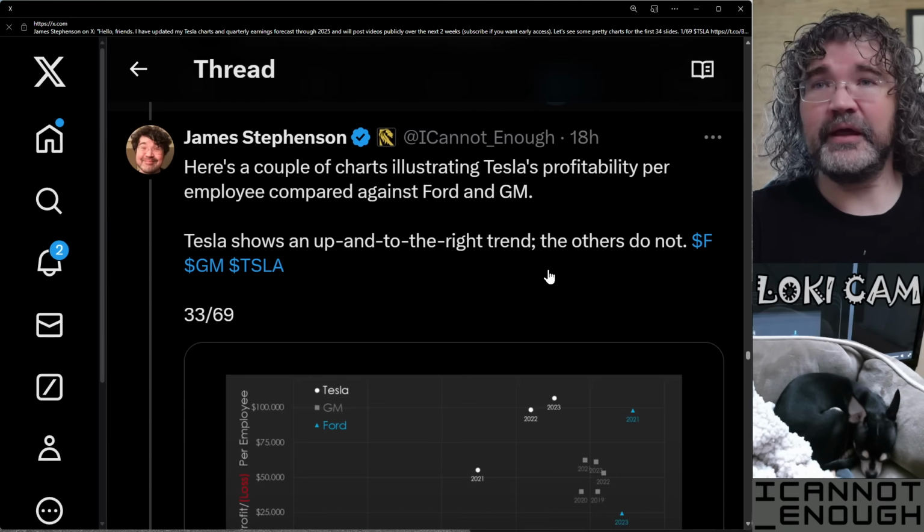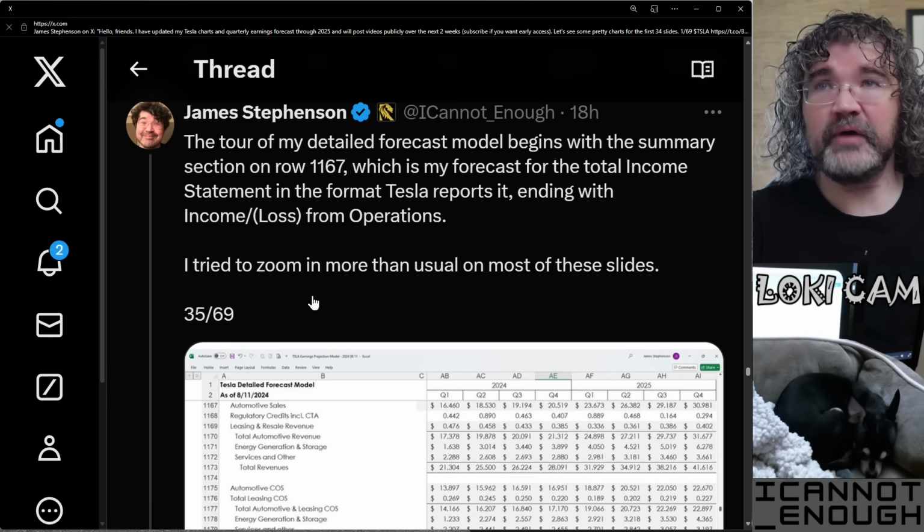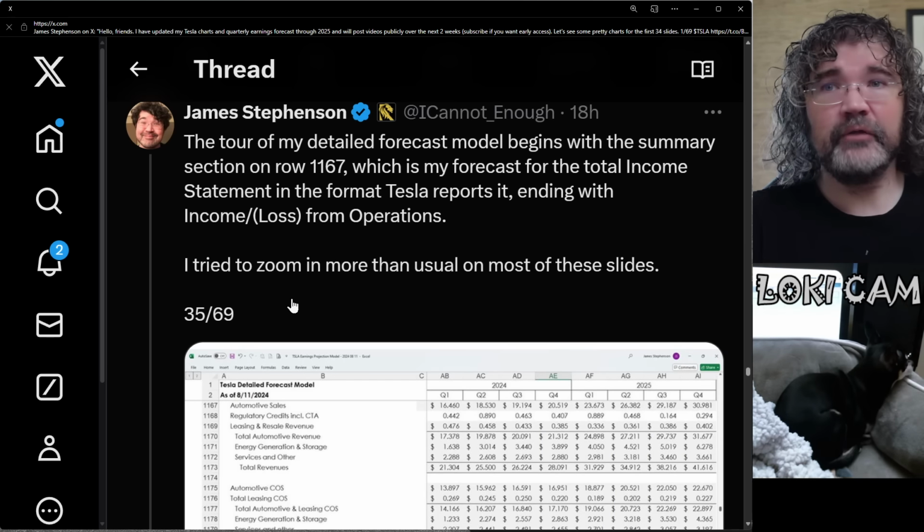Here's those Ford versus GM versus Tesla profit per employee charts I mentioned earlier. I'm just going to show you each of these tweets in context in the thread as you will find them when you get to tweet number 35 in the thread, and talk about them some.